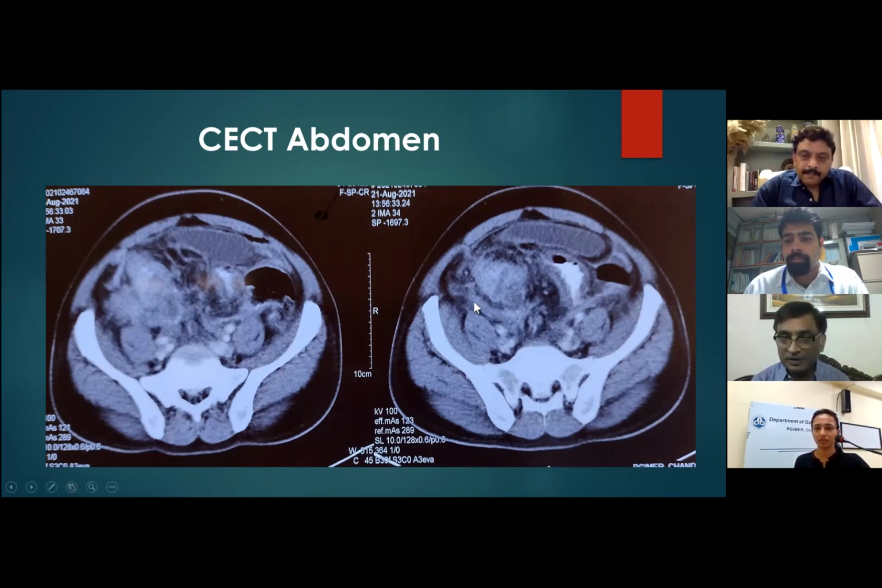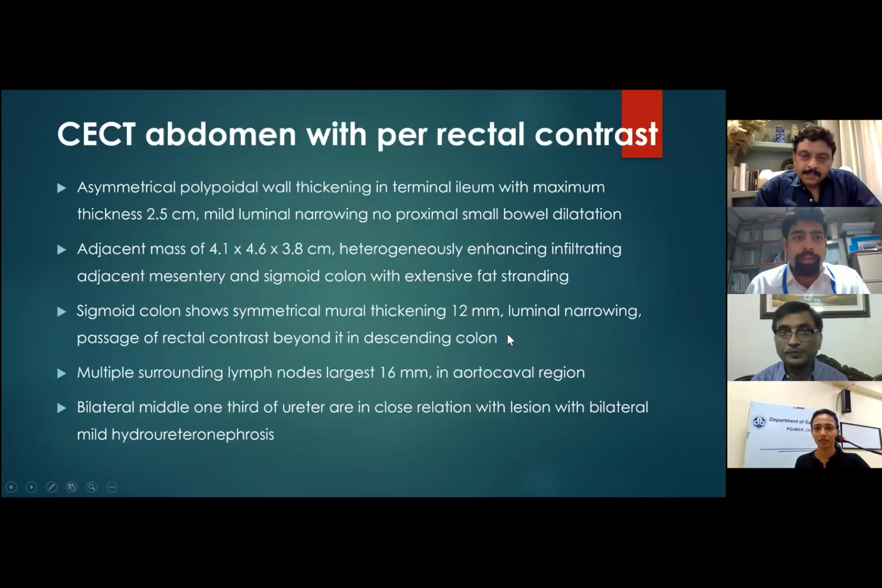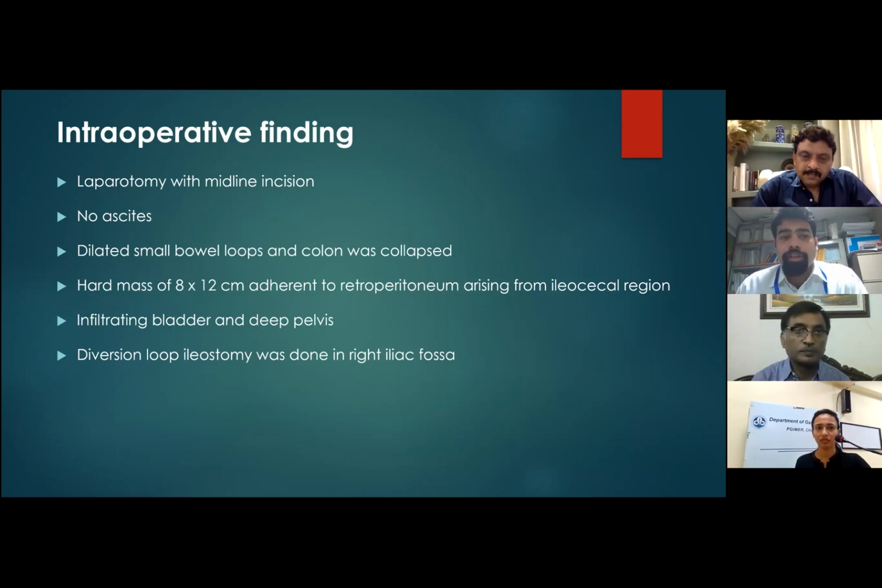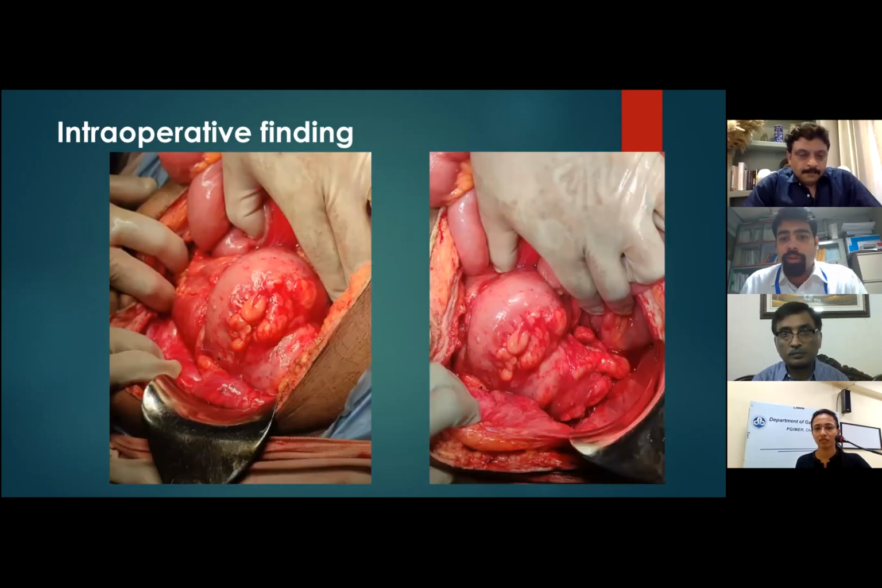So, okay, what was done in this patient, Dr. Rinker? You can proceed on. So this patient, in fact, sir, underwent a laparotomy, and the surgeons found dilated small bowel loops and collapsed colon. They found a hard mass which was adherent to the retroperitoneum region, but it was arising from the ileocecal region, and it was infiltrating the bladder and the deep pelvis. That's why probably on colonoscopy the sigmoid was seen to be involved, and they did a diversion loop ileostomy for the patient. So these are the intraoperative findings. This is the hard mass which they found.